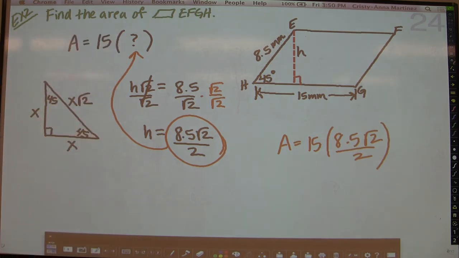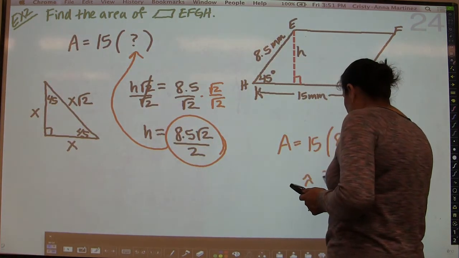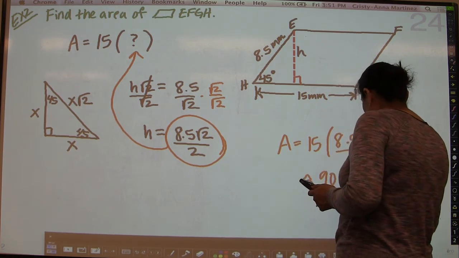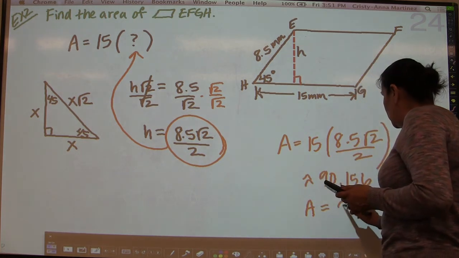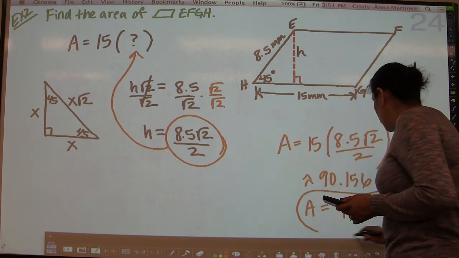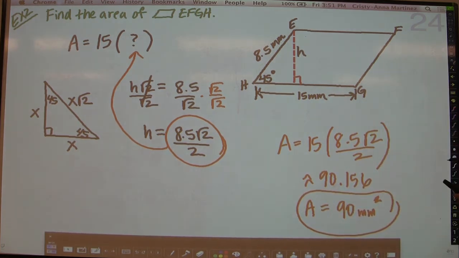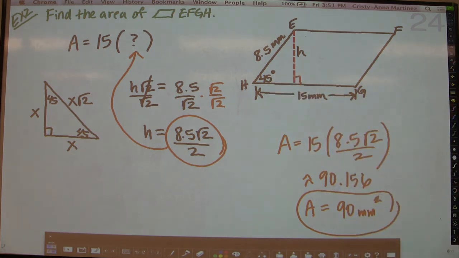Alrighty? So it turns out that our area is about 90, it's 90.156. So I'm going to round to 90 millimeters squared, or my units squared. There's my area. All right, so remember that sometimes you're going to have to get creative with using some of your old tricks to find the missing links there.